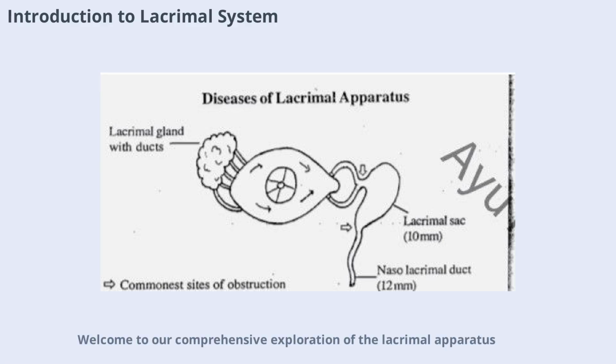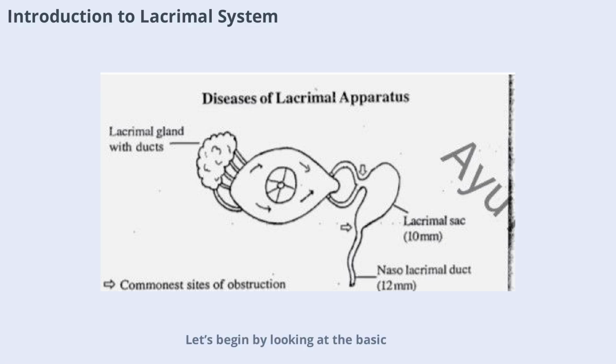Welcome to our comprehensive exploration of the lacrimal apparatus, an essential component of ocular health. The lacrimal system is responsible for producing and draining tears, which are vital for keeping the surface of the eye moist and free from irritants. In this video, we'll break down the anatomy, function, common disorders, and treatments related to the lacrimal system. Understanding how this system works is crucial for recognizing and managing various eye conditions that can affect comfort and vision.